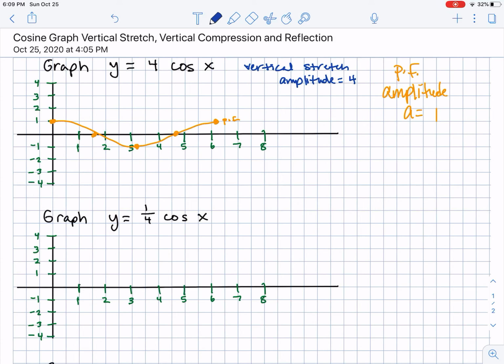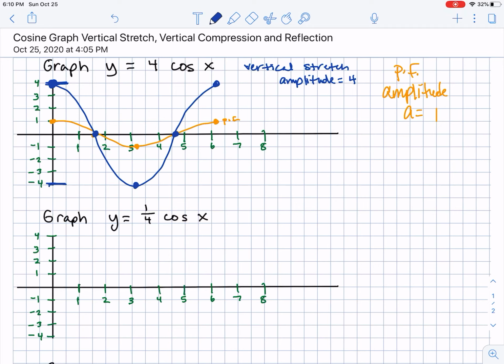That means my wave is going to have maximums, instead of at 1, now at 4, and at negative 4. If I have maximums at 4 and negative 4, then I'm multiplying the y values by 4. So a maximum at 4, a minimum at negative 4, and notice the y values at 0 are still 0. This is a picture of my vertical stretch of 4.